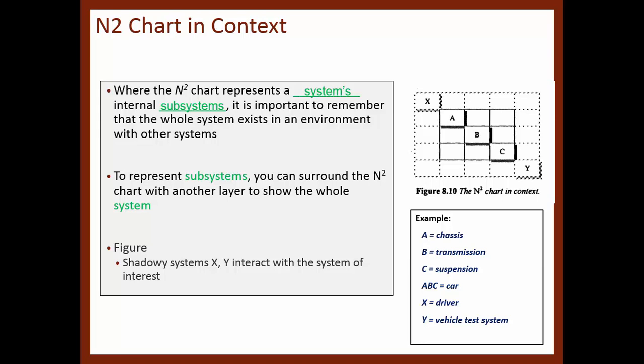So for example, we can say that A is the chassis, B is the transmission, C is the suspension, and then ABC is a car. So this is the system denoted here. Then we can say that X is the driver, and how the driver interacts with the car, which is here, and Y is the vehicle test system. So how that interacts with the car and the subsystems inside the car.